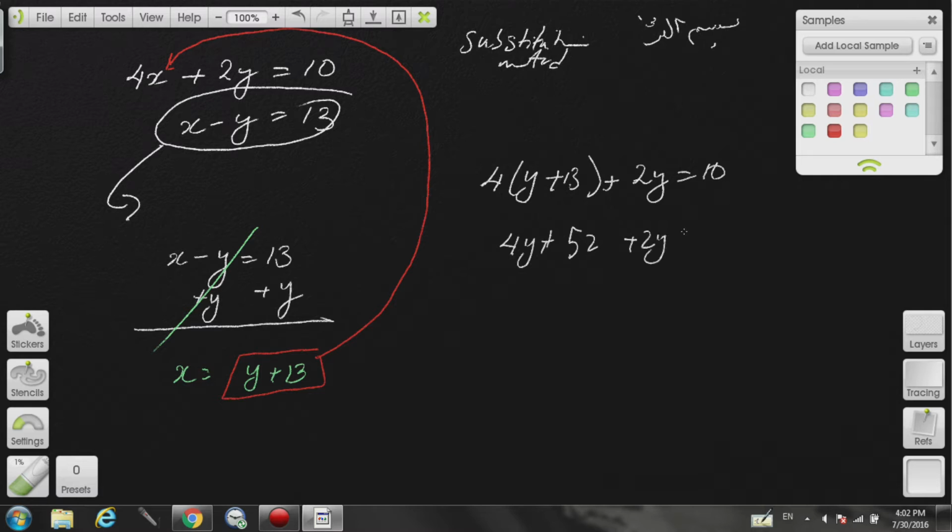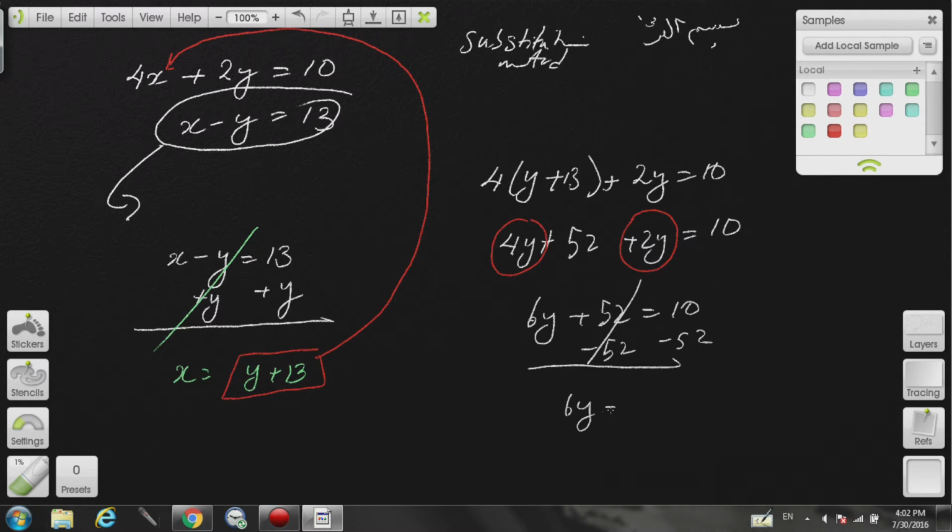Plus 2y equals 10. Now I have like terms, which I like to combine. So 4y plus 2y is 6y, plus 52 equals 10. Then I subtract 52 from both sides. 6y is equal to negative 42. And I divide both sides by 6. Let's get 42 over 6.